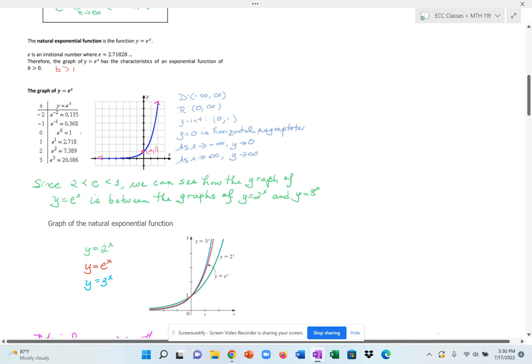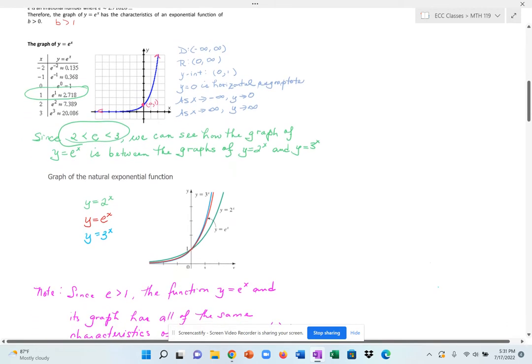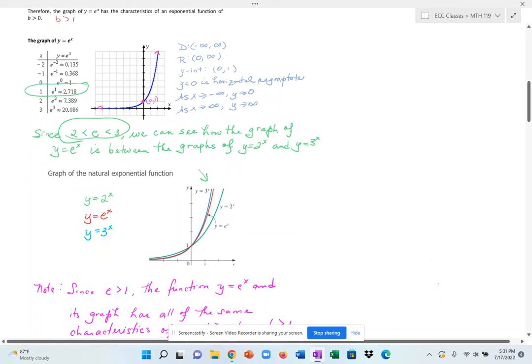So remember, if e is about 2.7 or so, then that means e is between 2 and 3. And that's exactly what it would look like on a graph. So 3 to the x is the one in blue, 2 to the x is the one in green. e to the x, which is about 2.7, is closest to 3 to the x because 2.7 is closer to 3 than to 2, and that's the one that you see in red. And again, there's that point of intersection where they all meet, which is the y-intercept.